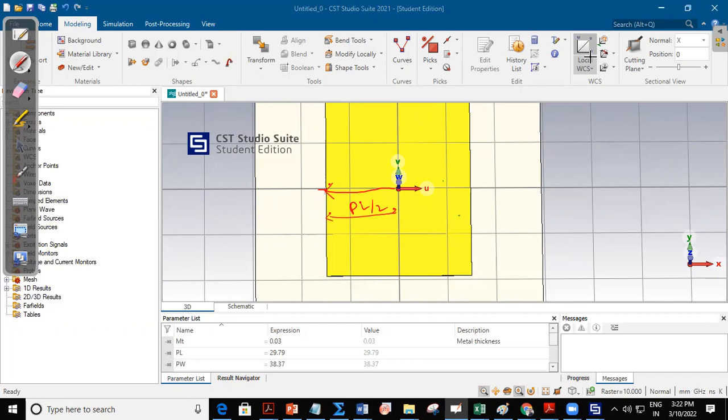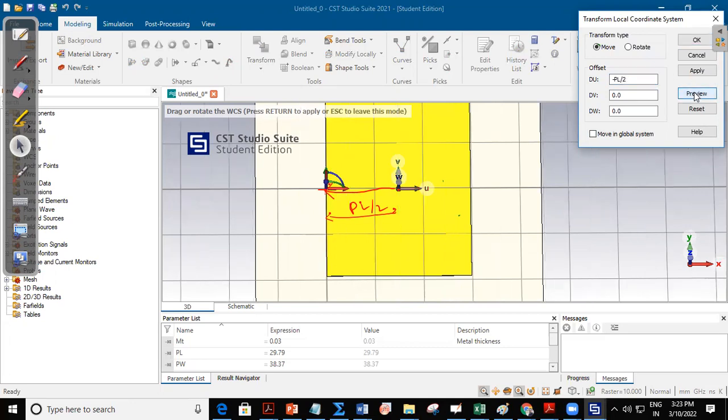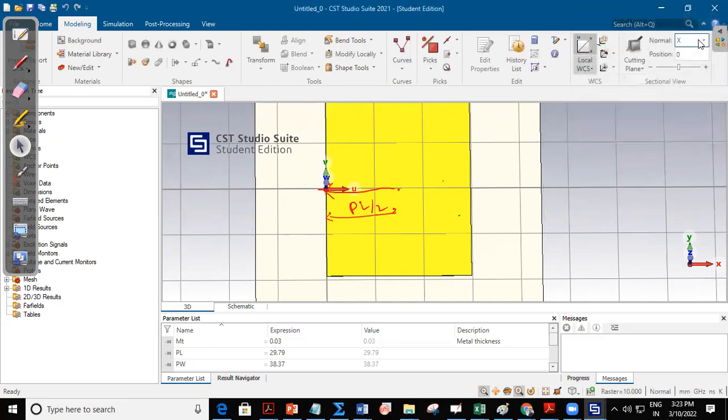For doing this, near the WCS, one first point is there upside, you can see. It is transform WCS. This option, select it. And you know in which direction we want to shift now? That U should be shifted in the minus U direction, right? And how much it should be shifted? Minus U, it should be PL by 2 shifted. So we'll write in the U here minus PL by 2. Just preview and see what happens. So you can see our coordinate will shift from here to here. Press OK. Now we are ready to go for making a microstrip line.